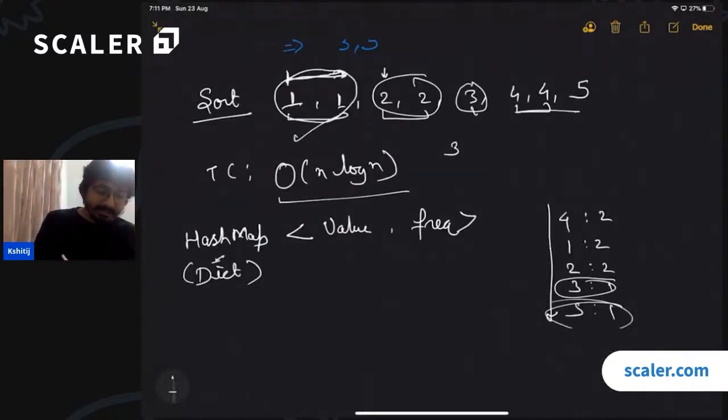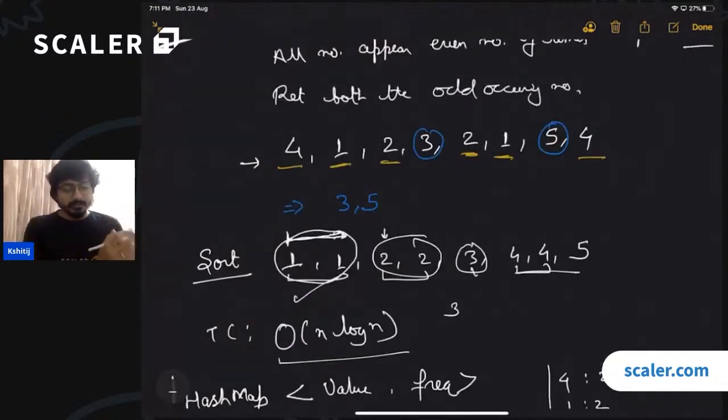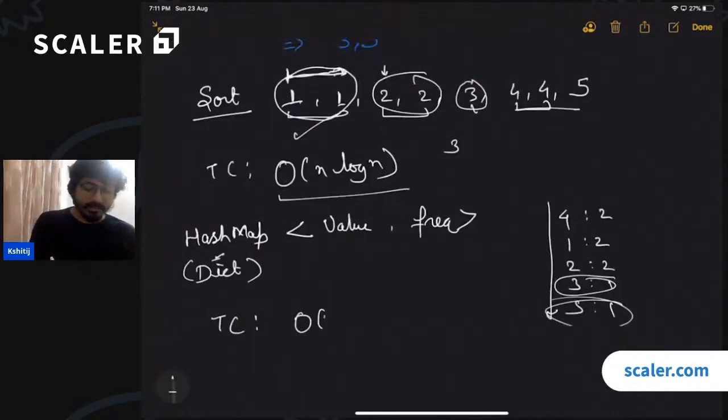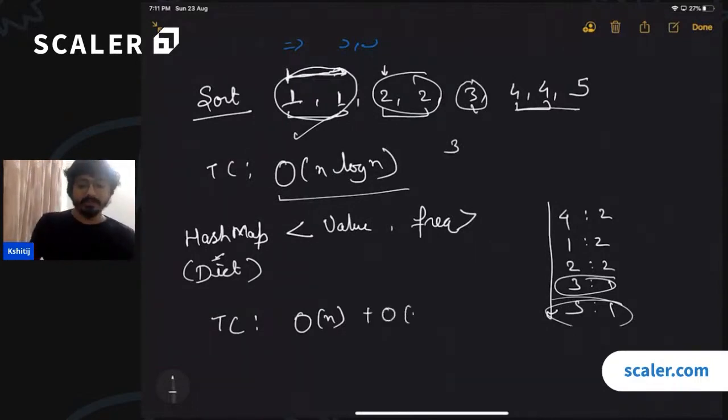If you use a hash map, what is going to be the time complexity? You are doing one iteration to calculate the frequencies, right? In one iteration, you count the number of times each number is occurring, so that is going to cost order n. Then once the hash map is prepared, you do another iteration over the hash map and check which numbers are occurring an odd number of times. That is also going to be order n. So effectively, it is going to be order n.